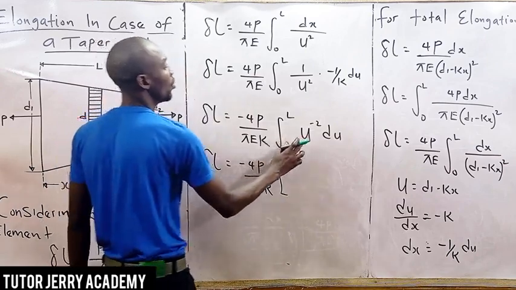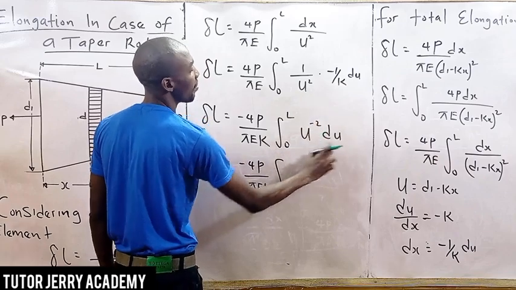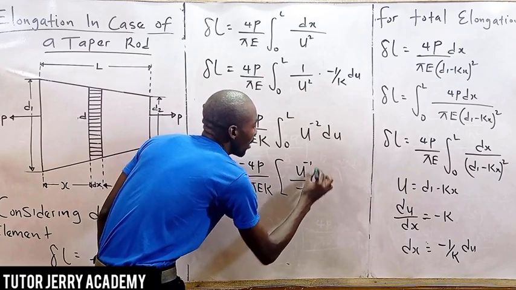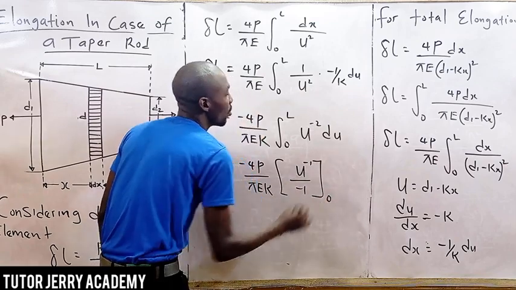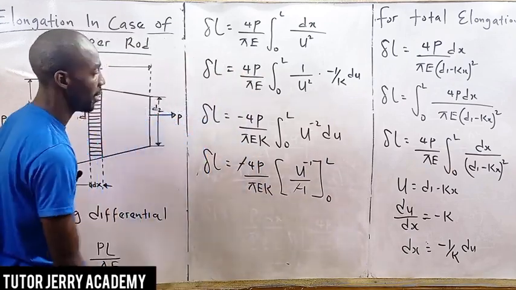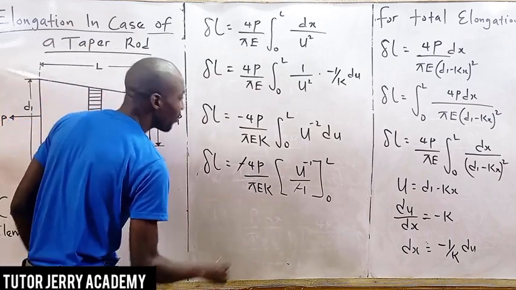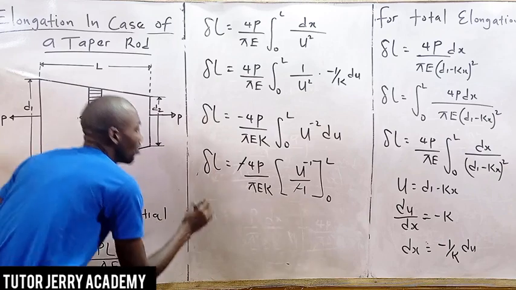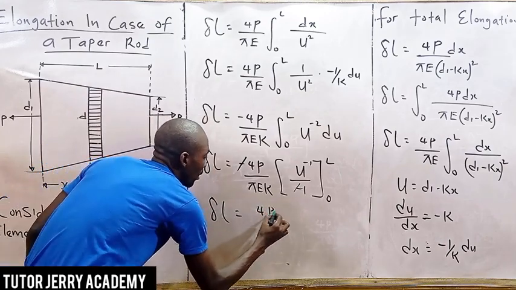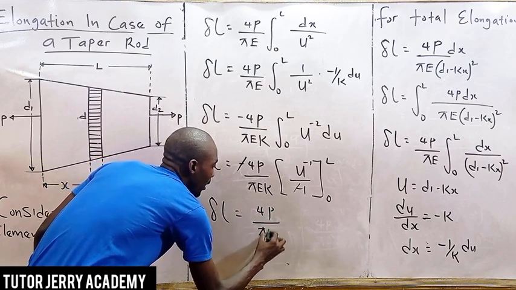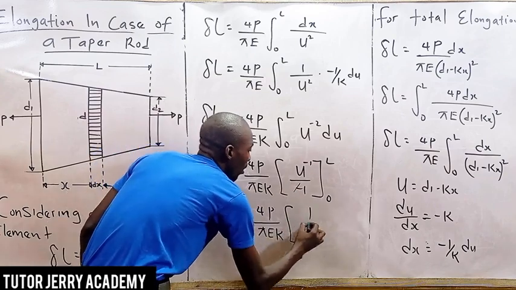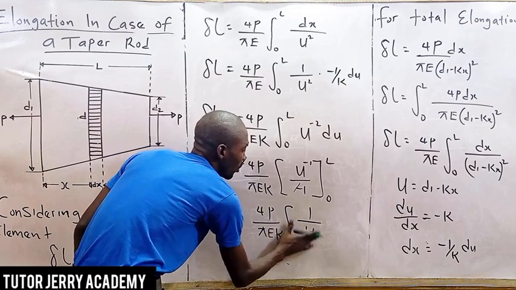So it's going to be u to the power of minus 2 plus 1 over minus 2 plus 1. So we are going to have u to the power of minus 1 all over minus 1. And we are moving from 0 to L. So you agree with me, this minus, we cancel out this minus here. Then we are going to have everything in this bracket, the L all over 4p all over pi ek into 1 all over u, right? But what is u?